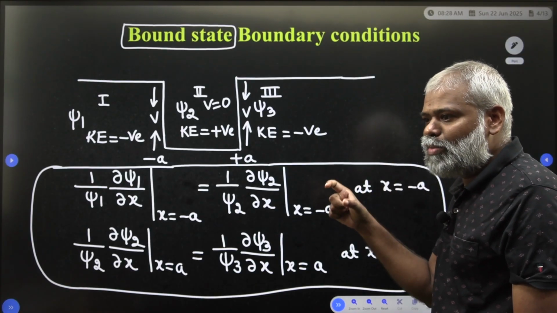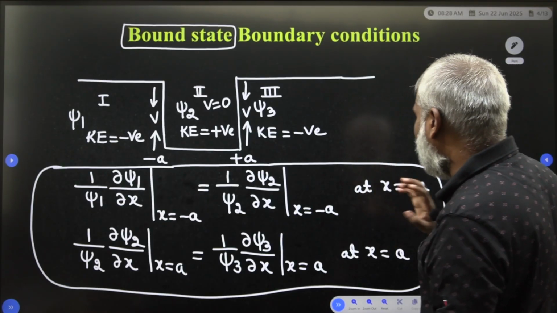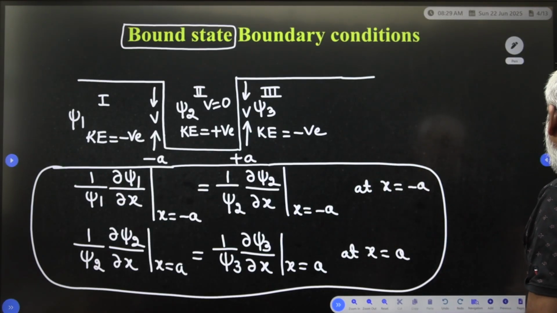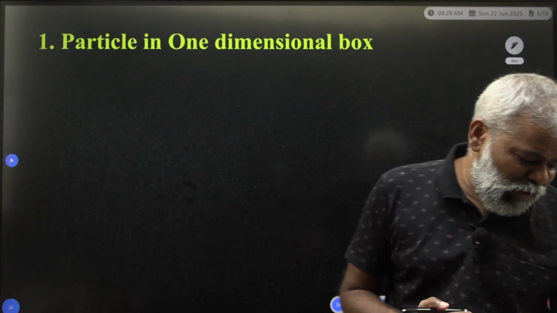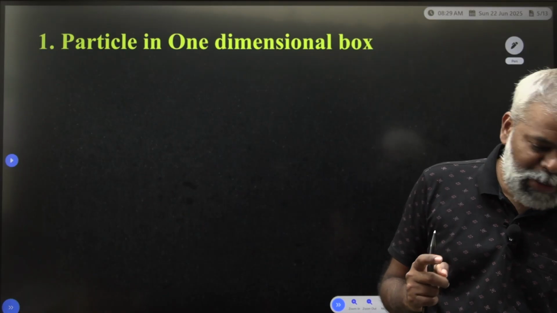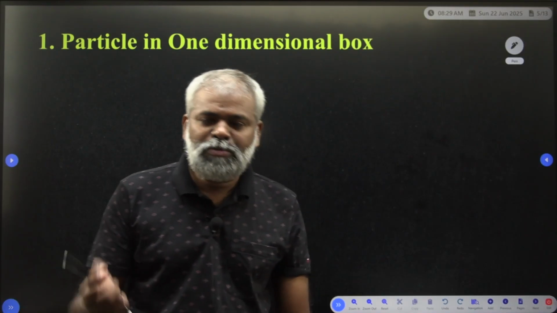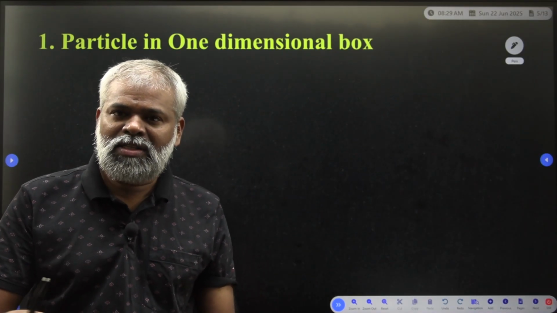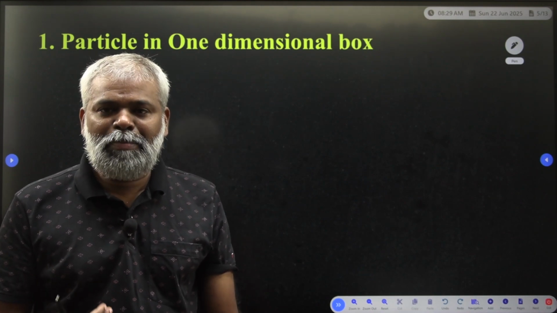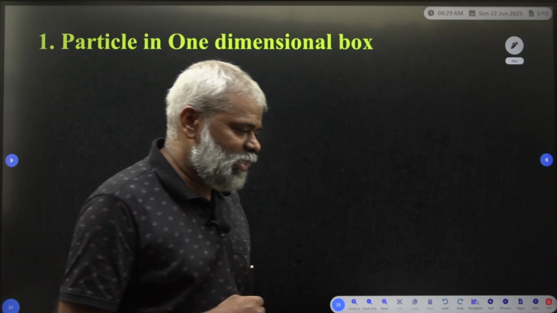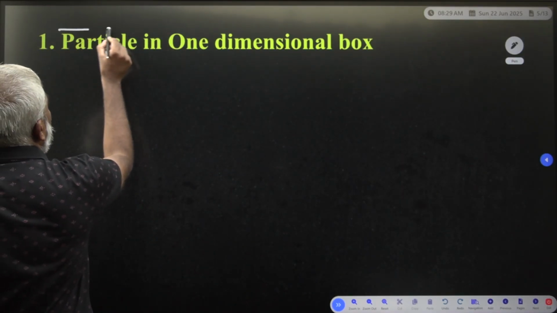This bound state boundary condition belongs to whom? It belongs to the other boundary, the potential barrier type boundary condition. Now, we have to take the eigenvalue problem. According to your syllabus, the first problem is a particle in a box. Which box is it? One dimensional box, two dimensional box, maybe three dimensional box. Whatever the particle may be, you have to take it as a box. This is the first application according to your syllabus.